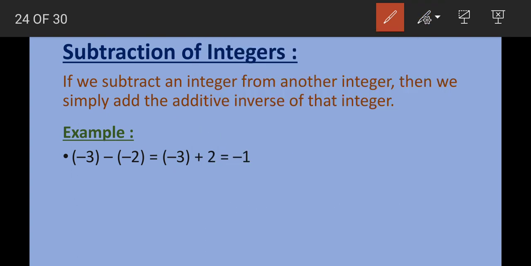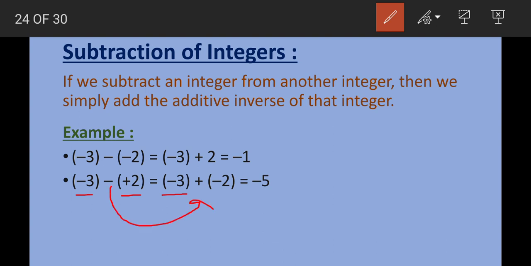Clear? Now come to one more example. The expression is minus 3 minus plus 2. So what to do? You have to keep the first number as it is, so it is minus 3. Change this sign to plus. After that, you add the additive inverse of the other number. Additive inverse of plus 2 is minus 2. After that, you use step 2 for the addition: addition of two negative integers, minus 3 and minus 2. You add them, but the sign is negative. So 3 plus 2 is 5, and as both numbers are negative, it is minus 5.